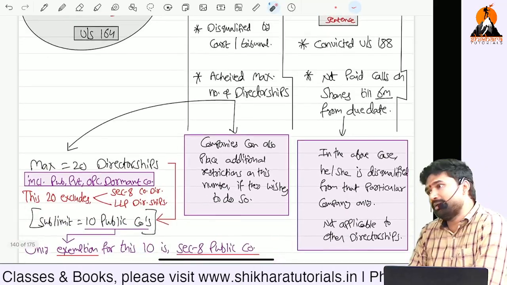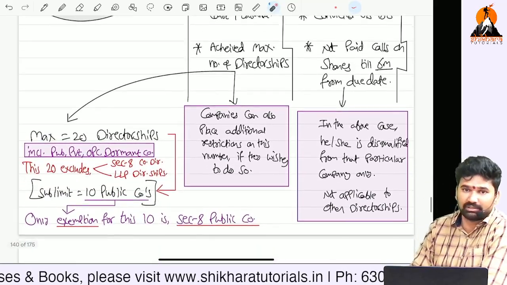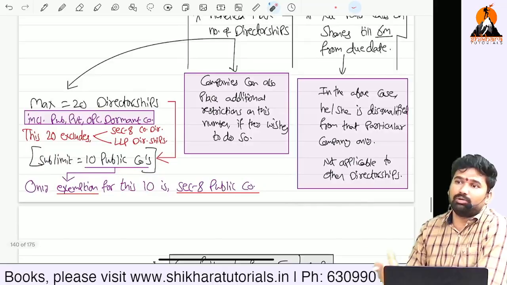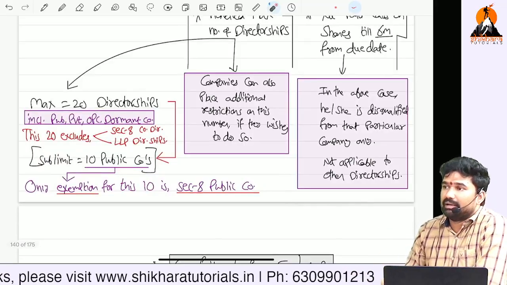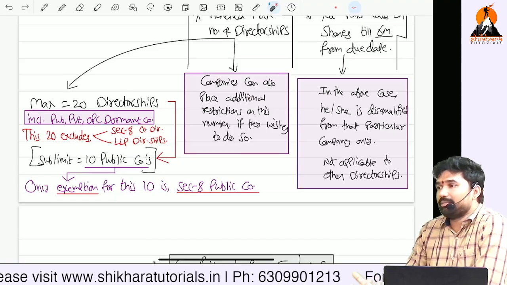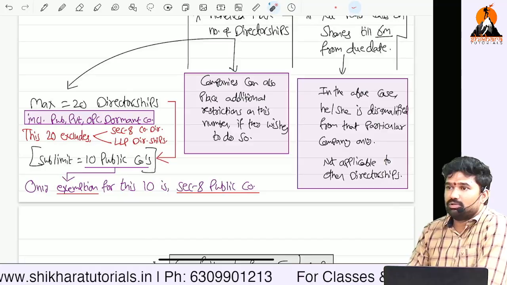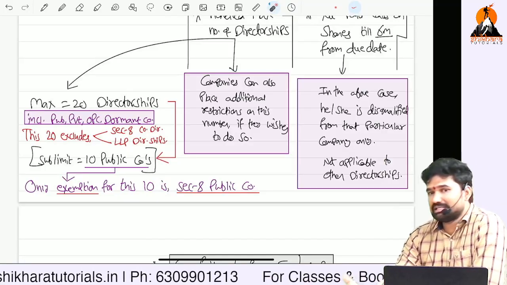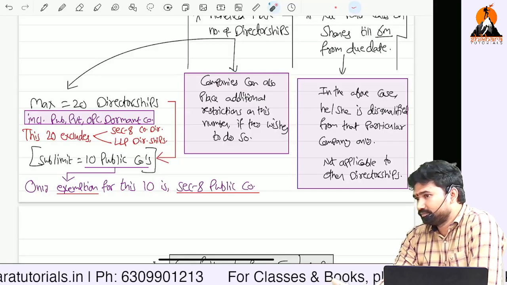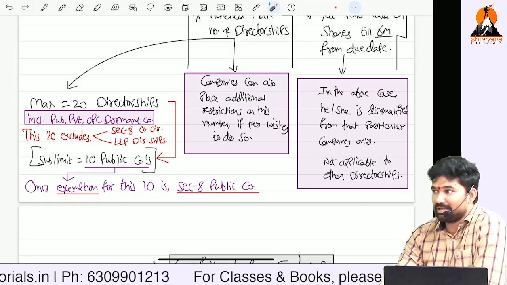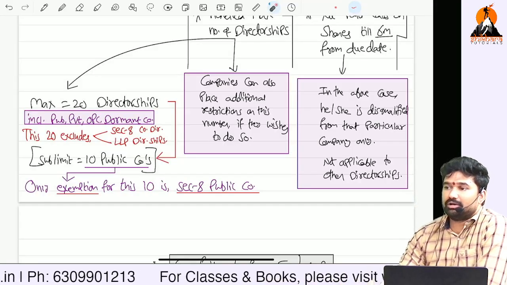What is the maximum number of directorships for a person? 20 directorships. Out of that, the sublimit is 10 public companies, remaining private companies. Okay. Maximum 10 public companies only. So 13 private companies and 7 public companies allowed? Allowed. 13 public companies and 7 private companies not allowed.